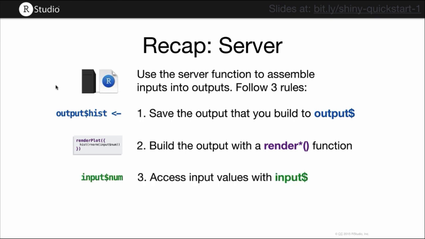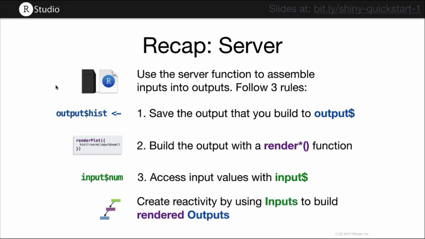And third, access input values with input$ syntax and use them inside the code that you pass to renderPlot. If you do all 3 of these things, Shiny will make sure the reactivity works for you. The reactivity, in other words, will take care of itself as long as you follow those 3 rules.